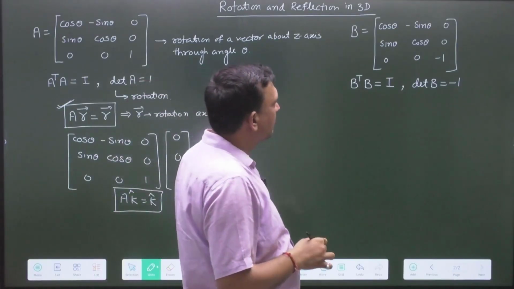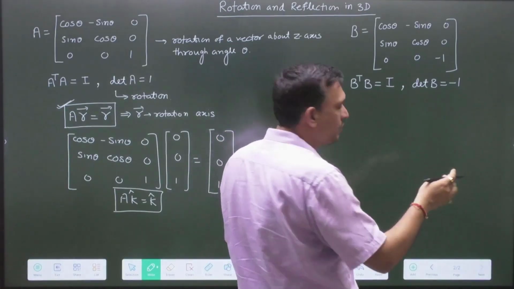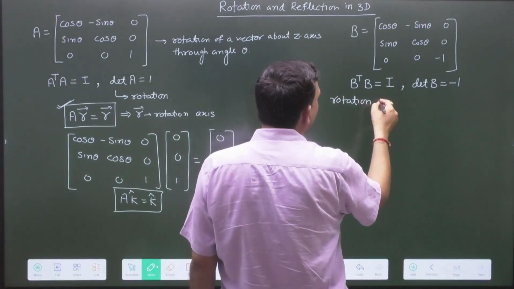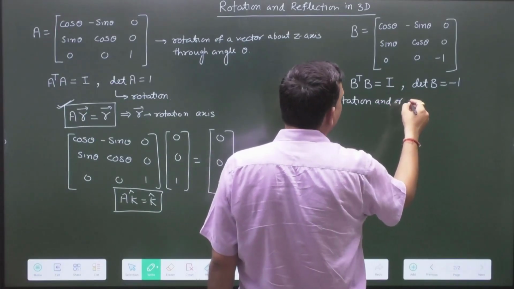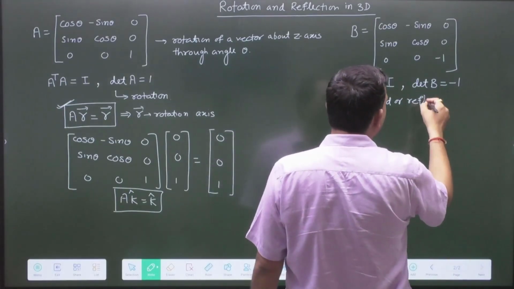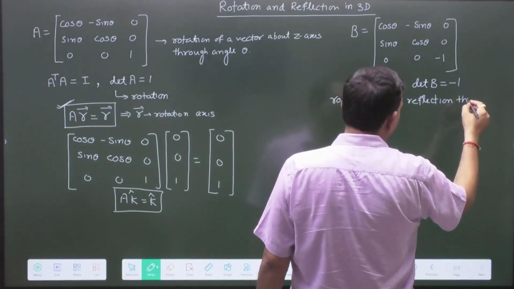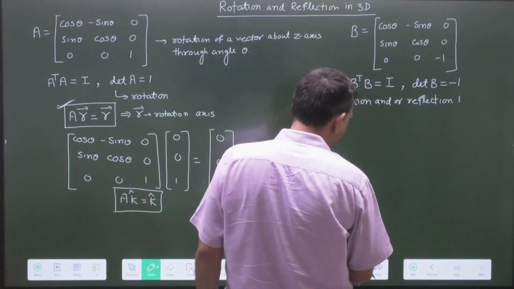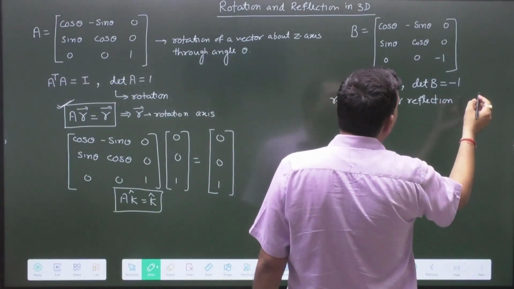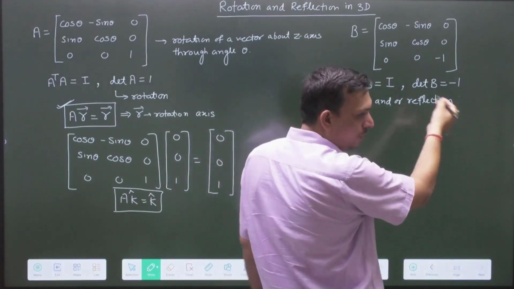So in this case, there is a reflection, but there may be rotation also. So this corresponds to rotation and or reflection. Both possibilities are there, or only reflection is there. So in general, there is a rotation and or reflection.